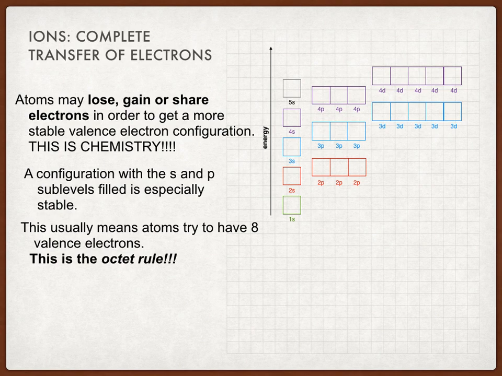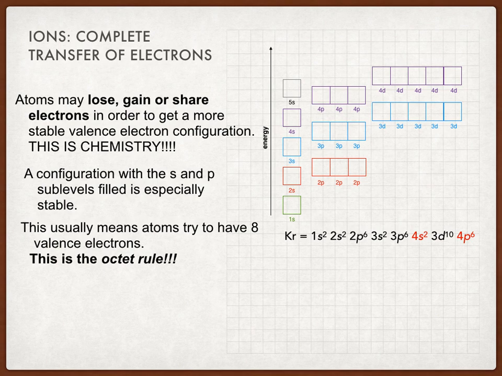And the reason why it's called the octet rule is because s orbitals can only have 2 electrons. p orbitals can have 6. So when they're filled, which is a full valence, 2 plus 6 equals 8. So this is the octet rule, all right?